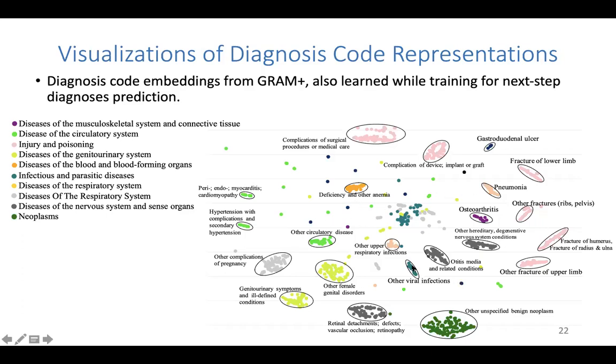And the same deal with the black ones. The black ones are diseases of the nervous system and the sense organs. So retinal detachment, these are all related to your eyes. This is related to otitis. I think this is your ears, otitis.